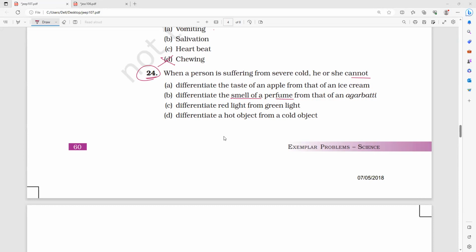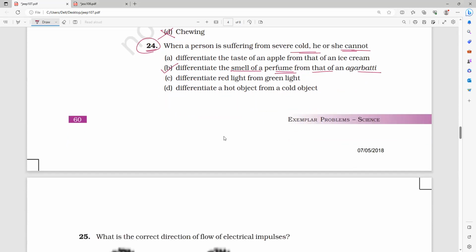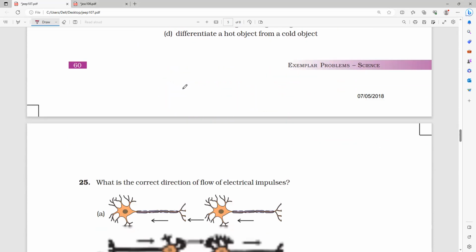So the option is to differentiate the smell of a perfume from that of an agarbatti, or incense sticks. So with severe cold, our olfactory receptors cannot function, so the smell cannot be detected.